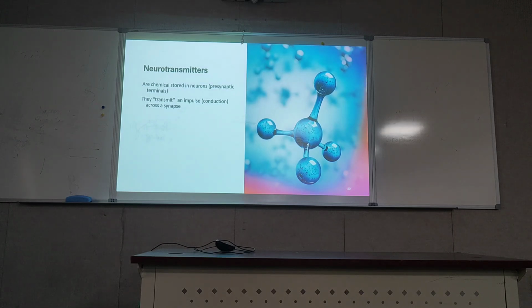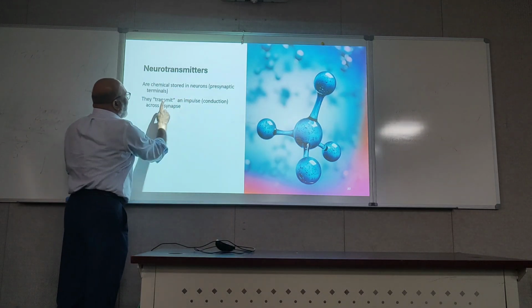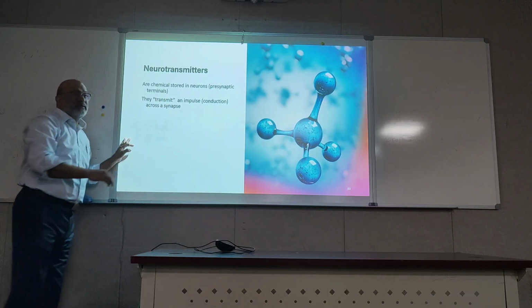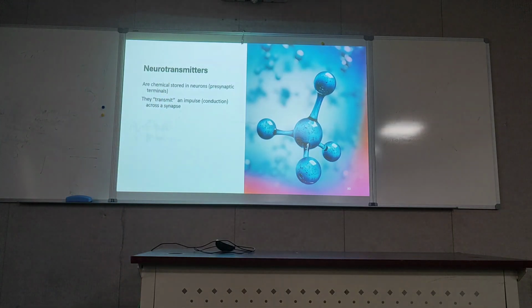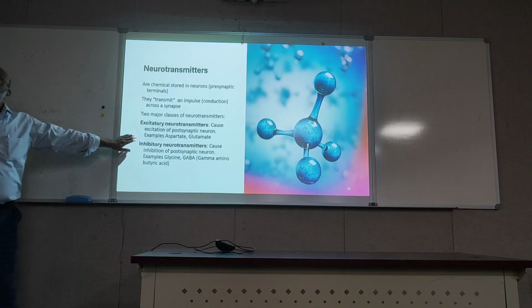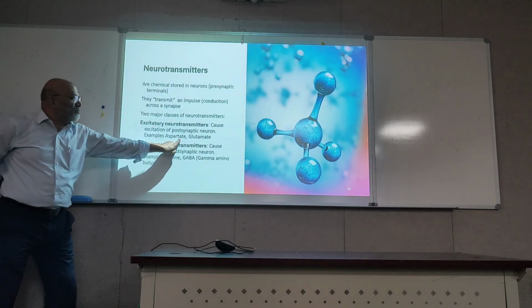What is the title? Neurotransmitter. I said there will be one slide for it. So it is a chemical which is stored in the neurons. They transmit an impulse. So neuro from neuron and transmitter from the word transmit. So neurotransmitter, it is a chemical which transmits impulse. How many types of neurotransmitters? Two types, because there are two processes. One is called stimulation or excitation. The other is called inhibition.